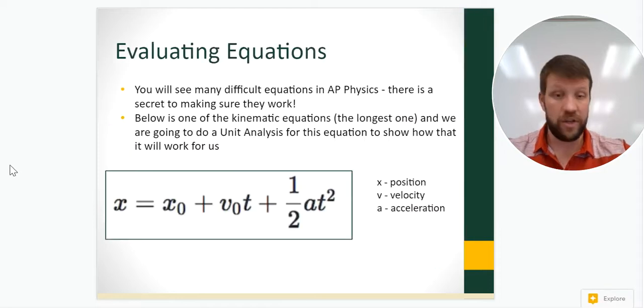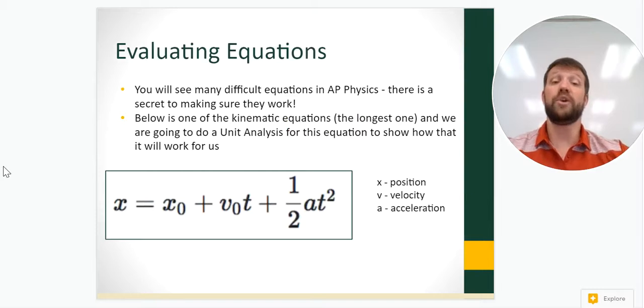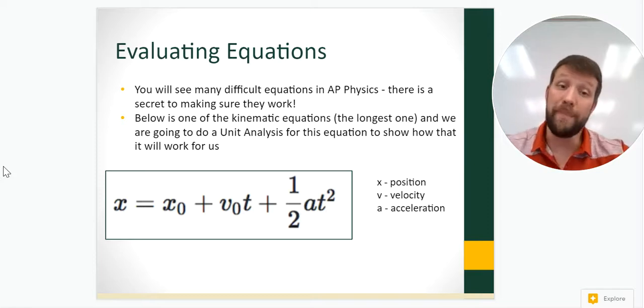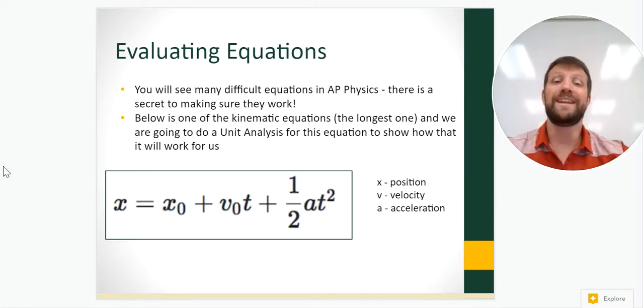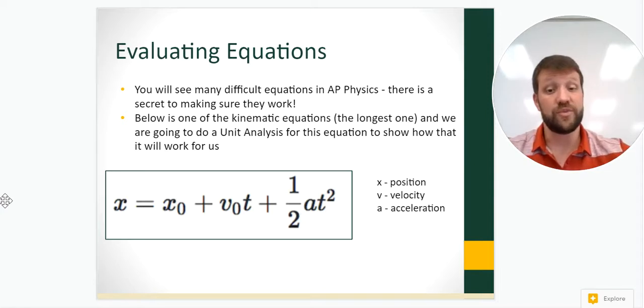The last thing I want to look at is how to evaluate some of those equations, okay? It's important to understand why they work. That's the biggest thing that we need to understand conceptually in physics. It's not just how to do the math, that is important, but we need to understand why these things work to help us do the math. So I put here one of our kinematic equations. And while that looks complicated right now, I promise you it will get easier as we get going.